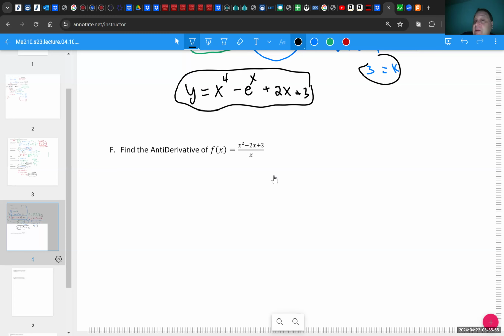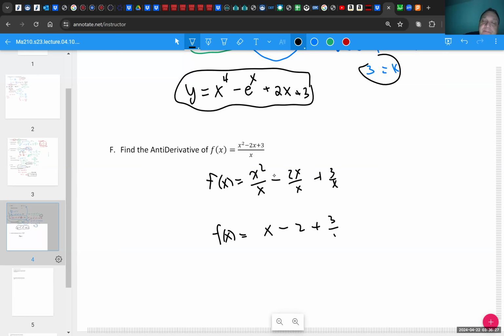This can be simplified using the distributive property. We have everything being divided by x, so we can divide each thing by x, right? That's what the over x means. It means everything's being divided by x. So my function, x squared divided by x is x, 2x divided by x. I'll just write it out. It's x squared over x minus 2x over x plus 3 over x. So my function is x minus 2 plus 3 over x.